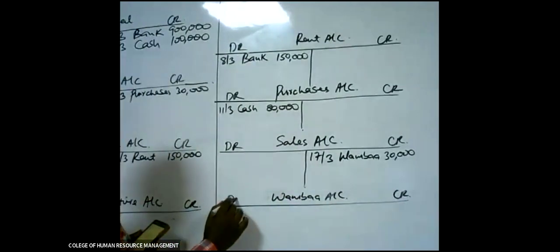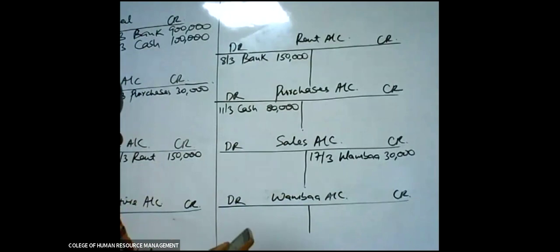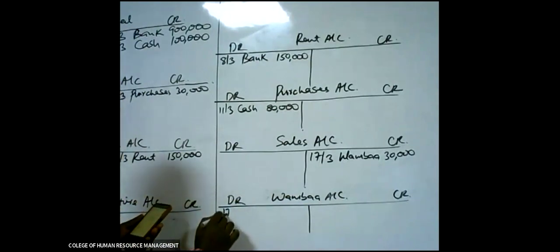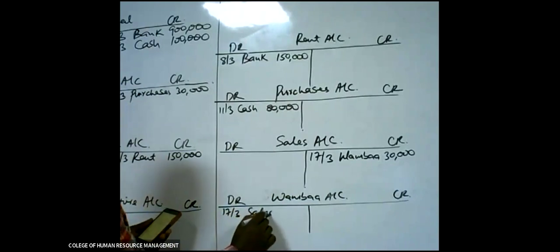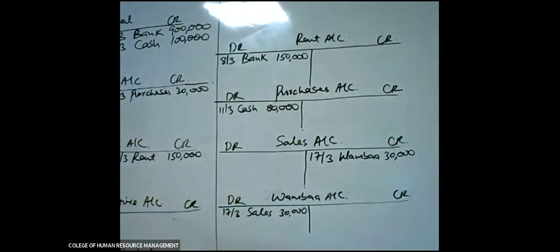This is an asset. A customer with your money is an asset to the business or to you. This is 17th of March. Sales. Have our money as a result of credit sales. That is sorted.